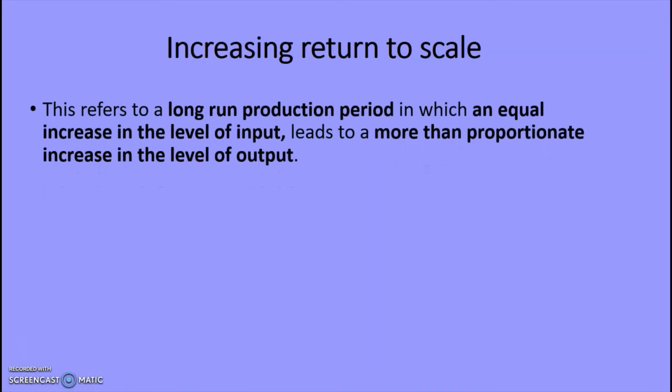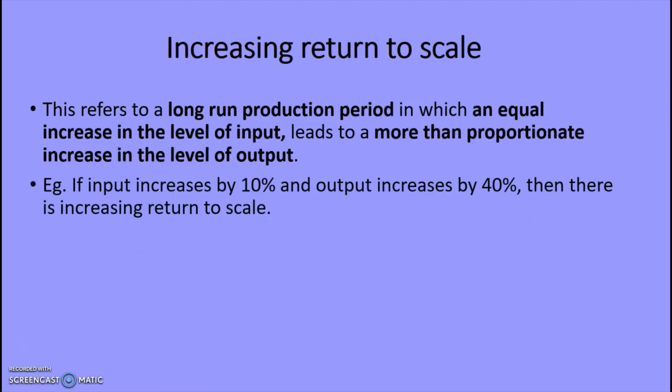Now let's see that of the increasing return to scale. This refers to a long-run production theory in which an equal increase in the level of input, the input we are referring to that of the capital and labor, leads to a more than proportionate increase in the level of output. So we are stressing an equal increase in input leading to a more than proportionate increase in the level of output. So the more than proportionate increase in output as a result of the change in input is what is known as the increasing return to scale.